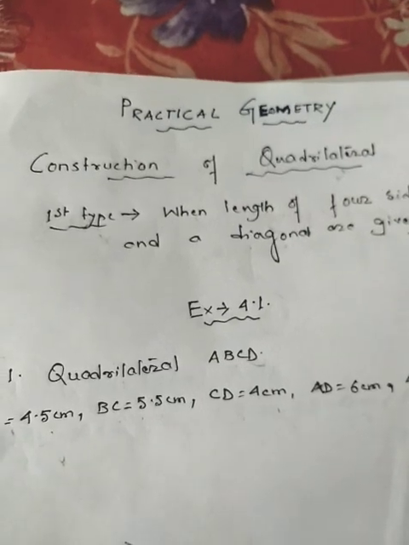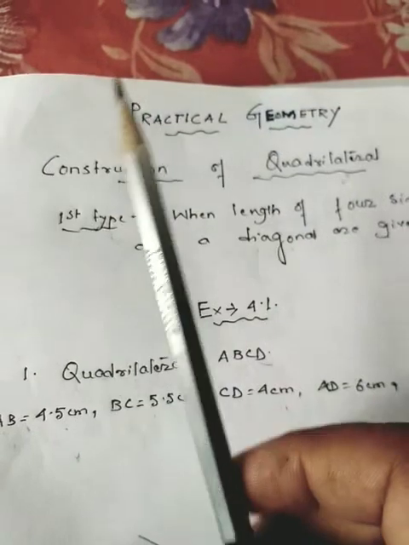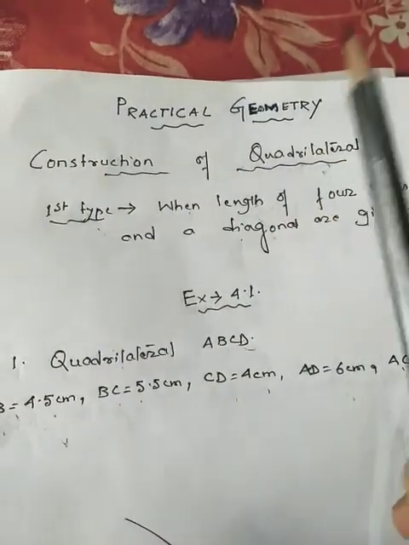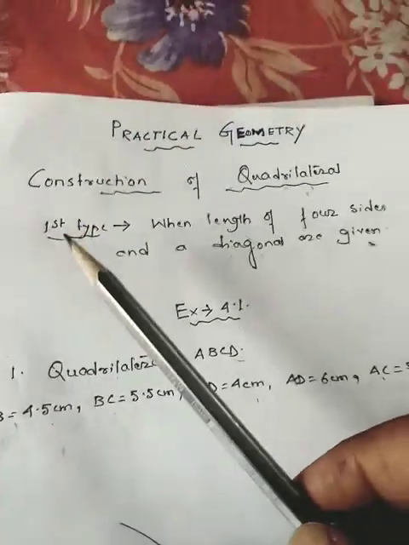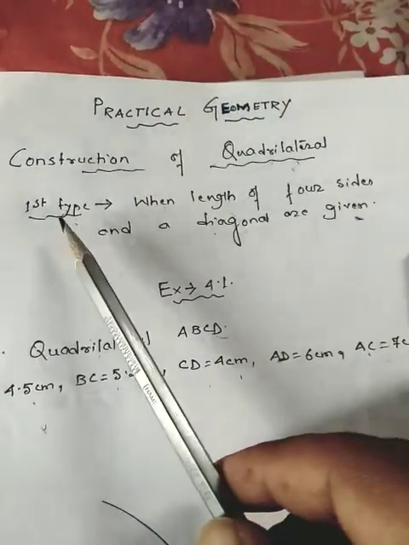Students, today we'll start chapter 4, practical geometry. In this chapter we'll learn how to construct quadrilaterals. Fine, so there are altogether four types. In this particular session we'll only discuss the first type. What is there in the first type?